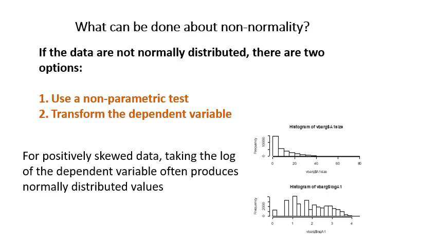What can be done about non-normality? If the data are not normally distributed, there are two options. Either you use a non-parametric test or you transform the dependent variable. For positively skewed data, you take the log of the dependent variable, which often produces normally distributed values.